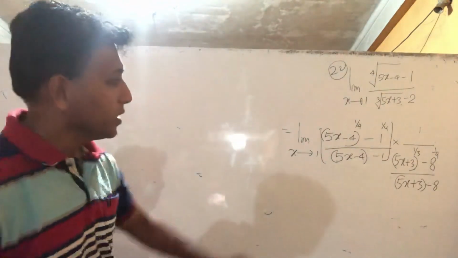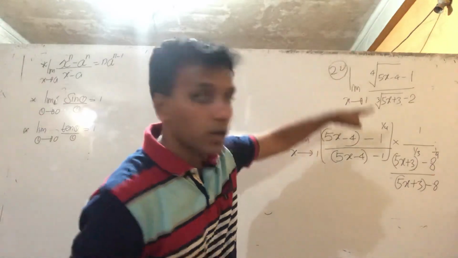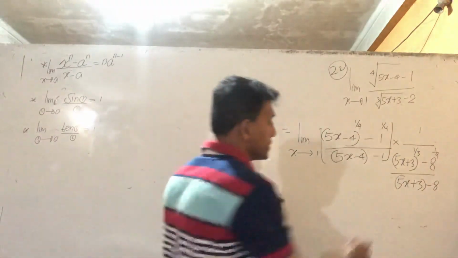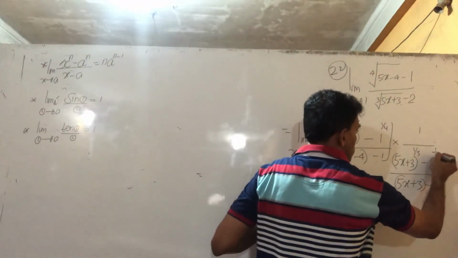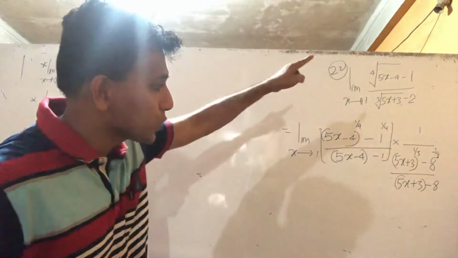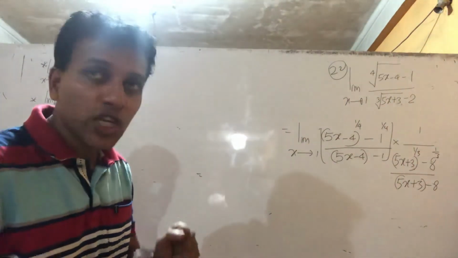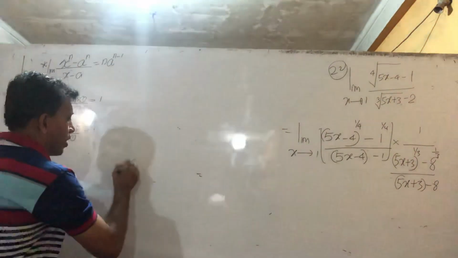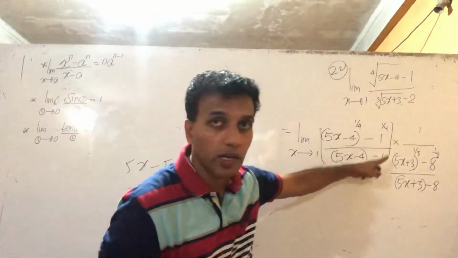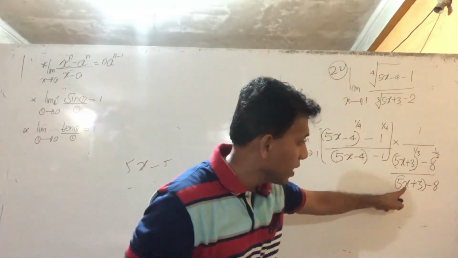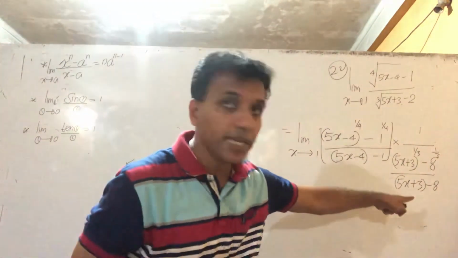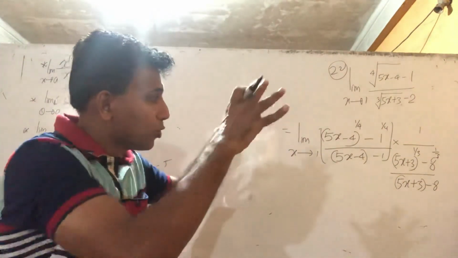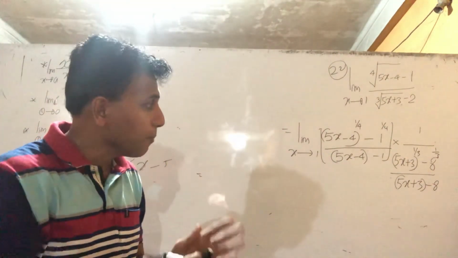See, everything is okay. This is right. The numerator is available there: 5x plus 3, and 8 to the power 1/3, which is 2. Now see if any additional terms are there. 5x minus 4 minus 1 is 5x minus 5, and 5x plus 3 minus 8 is also 5x minus 5. 5x minus 5 cancels, therefore no alteration. Very important.